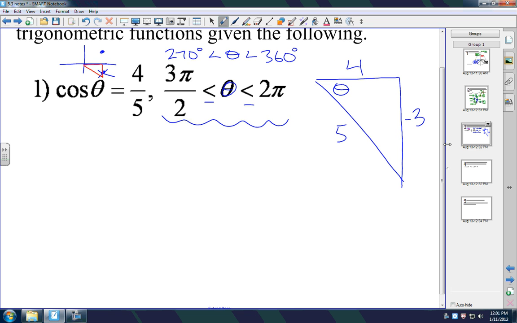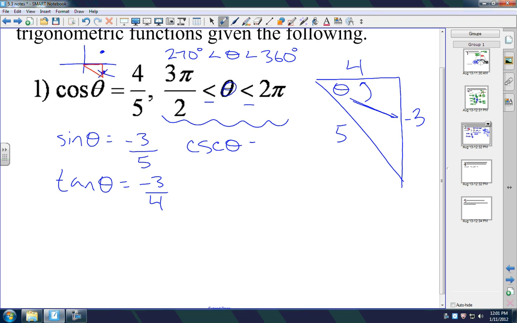Okay. We got cosine. So do a sine next. Go to your triangle. Sine is opposite over hypotenuse. Done. Do a tangent. Tangent is opposite over adjacent. Okay. Do a cosecant. And cosecant, we just flip the sine, or you could go back to your triangle. I think it's easier to flip your originals. And a cotangent. Flip your tangent. Okay.